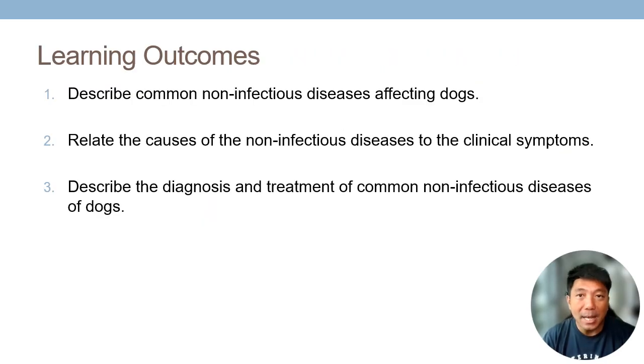By the end of this section, you should be able to describe the common non-infectious diseases affecting dogs, relate the cause of these diseases to the clinical symptoms, and understand the diagnosis and treatment options available. These outcomes will help you to understand not only how to identify these conditions, but also how to manage and prevent them in clinical practice.